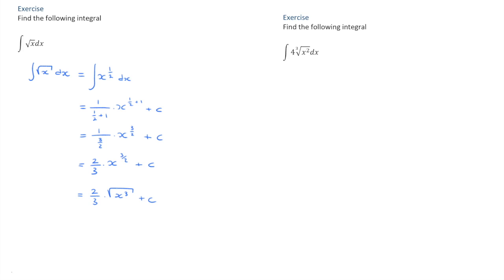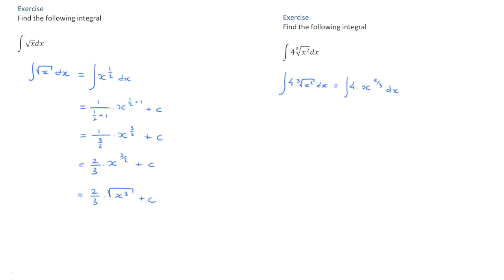We have to integrate 4 times the cubic root of x squared. So once more, what we'll do is start by writing the x term as a power of x. That would be the following: we'd have 4 times the cubic root of x squared, which equals the integral of 4 times x to the power of 2 over 3, 2/3.